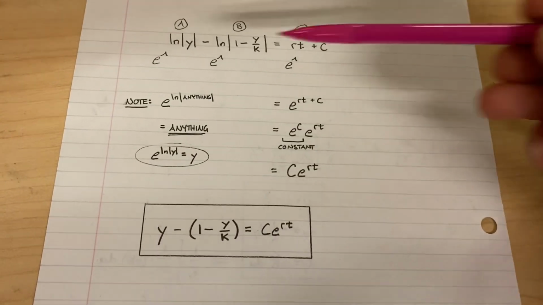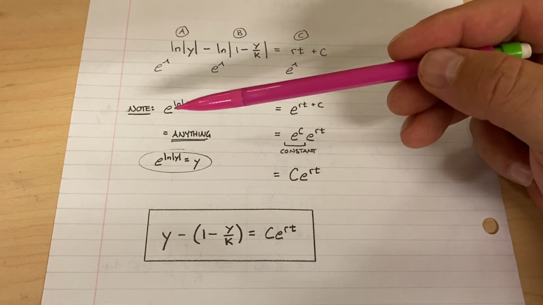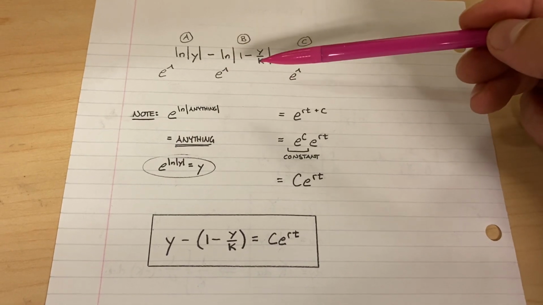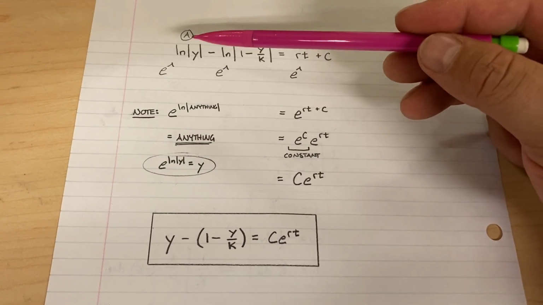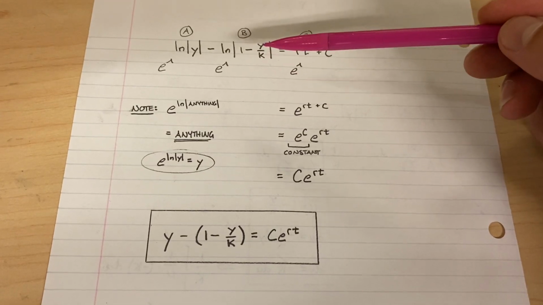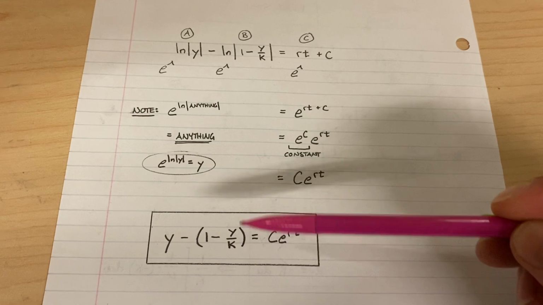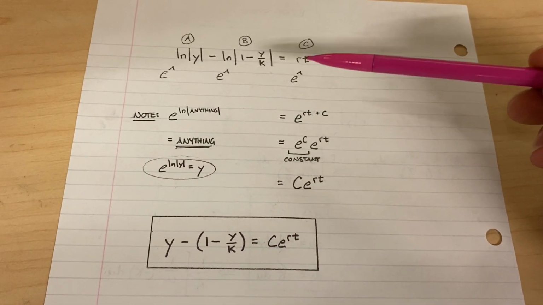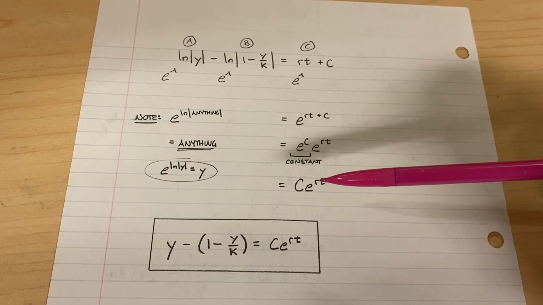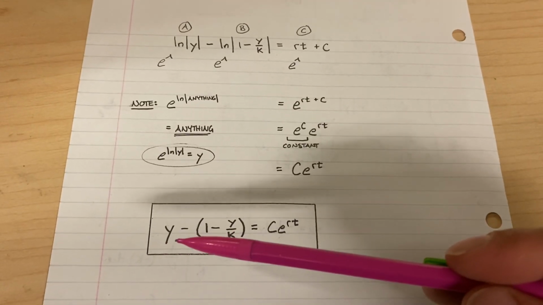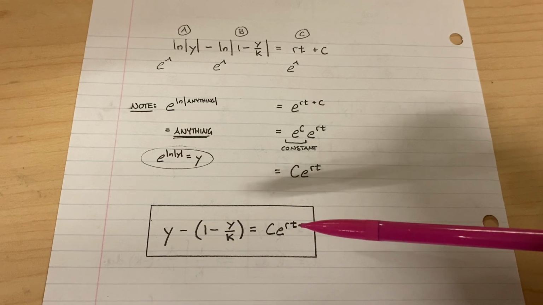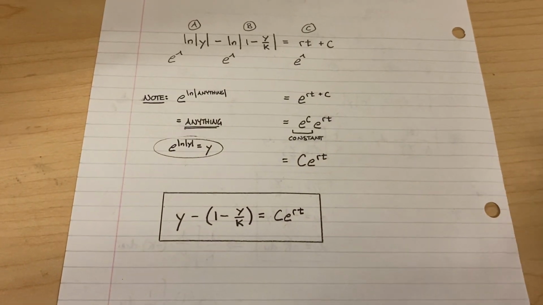This logarithmic rule here with the natural exponent also applies to here. So if we have ln of anything, e raised to the ln of anything is just the anything. So our component A, e raised to the ln of y is y. Our B component, e raised to the ln of 1 minus y over k, is just 1 minus y over k, is equal to our C component here. E raised to the rt plus c is just equal to big C times e raised to the rt. So our final expression is y minus 1 minus y over k equal to C e to the rt. And that's a u sub difficult example of BRNY style.